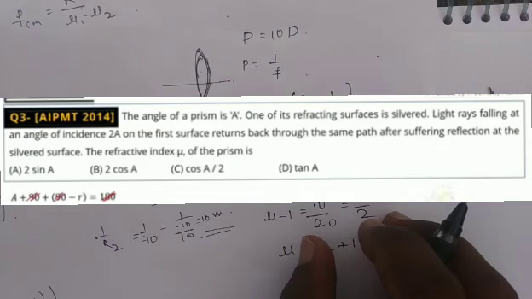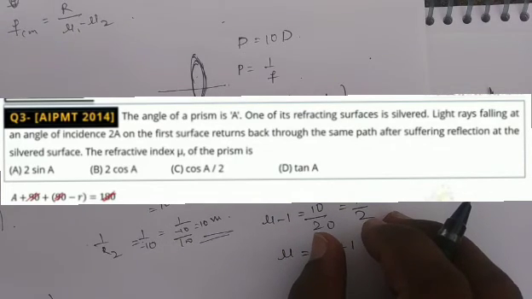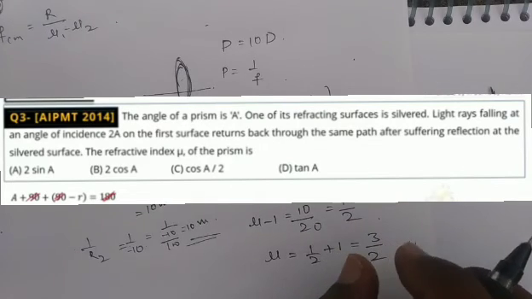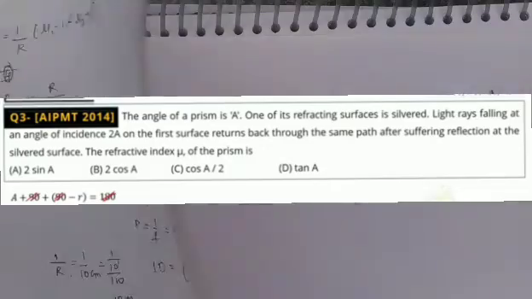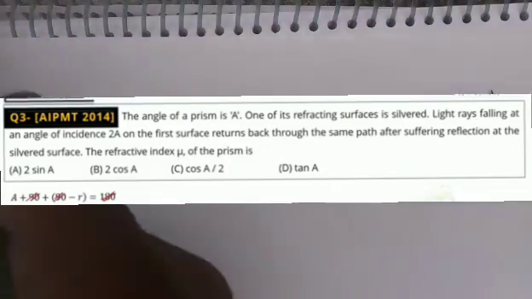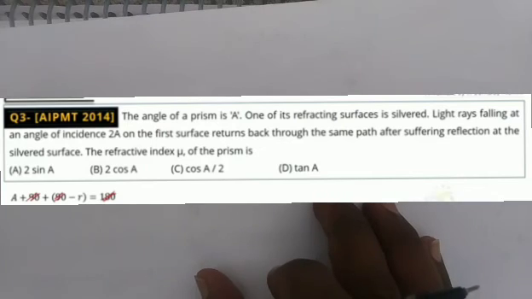And next problem. Here the angle of a prism is A, one of its refracting surfaces is silvered, and the light rays are falling at an angle of incidence 2A on the first surface and return back through the same path after suffering reflection at the silvered surface. The refractive index mu of the prism is?